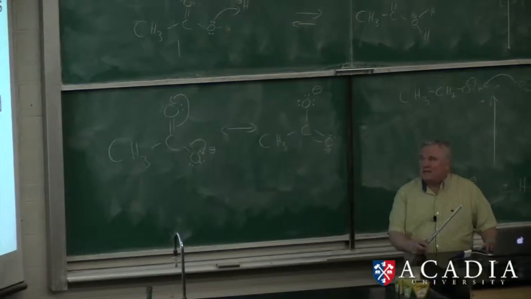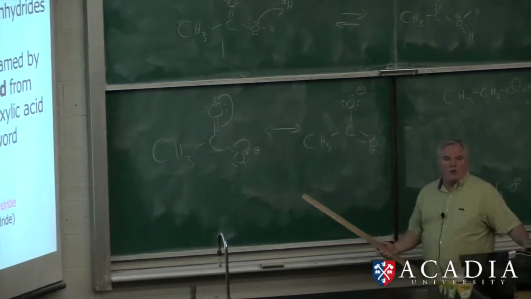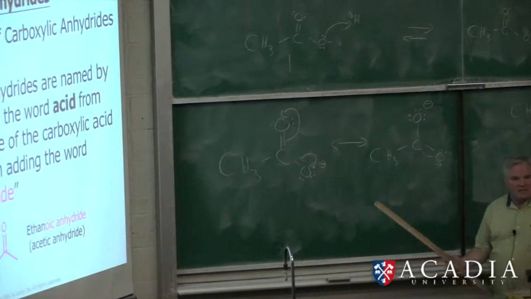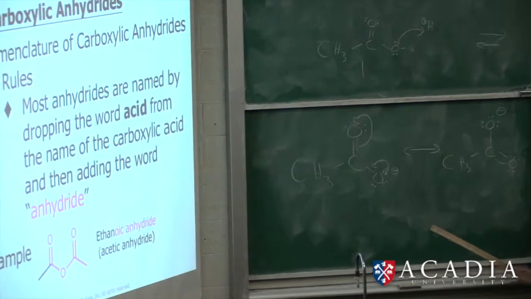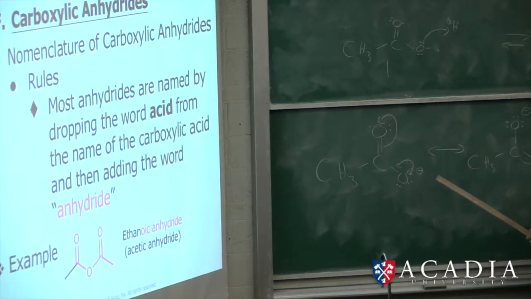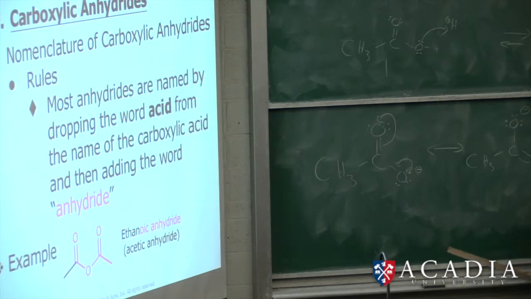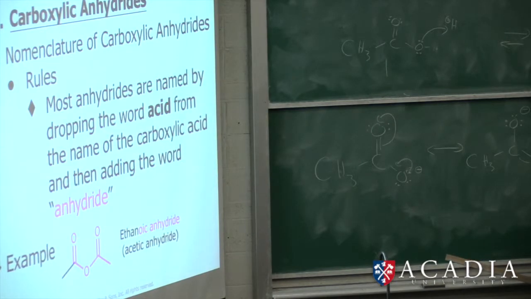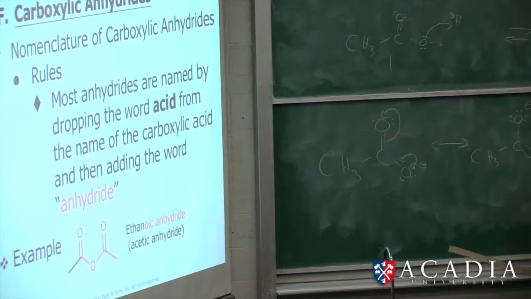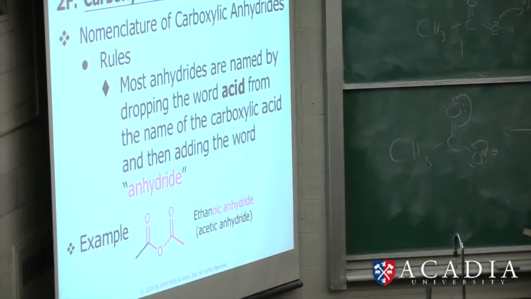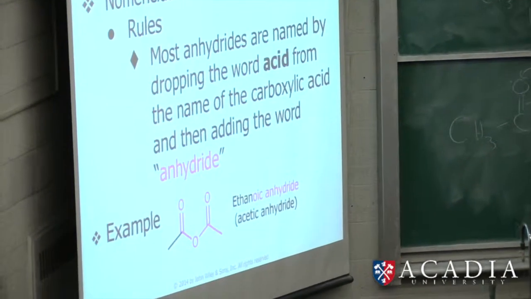Carboxylic anhydrides, we get those by reacting two carboxylic acids together, water comes off, and we usually just name them by dropping the word acid and adding anhydride. So this thing is ethanoic anhydride. Instead of ethanoic acid, it's ethanoic anhydride. You may also hear it called ethanoic acid anhydride.